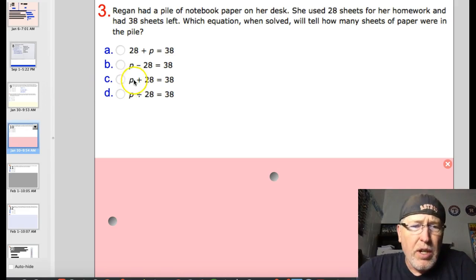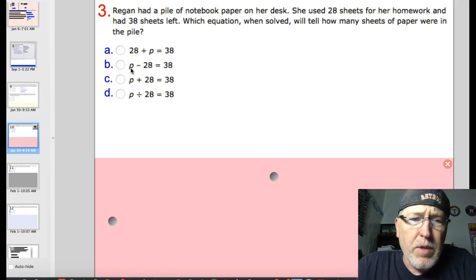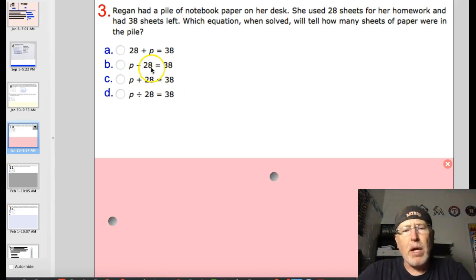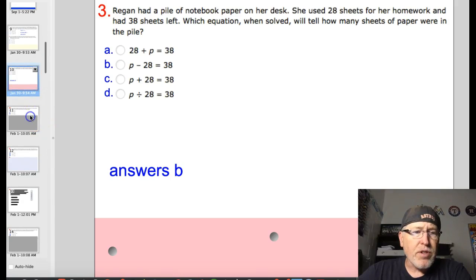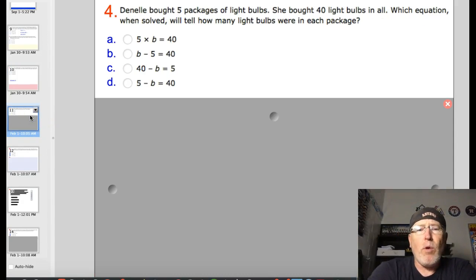So here's the subtraction equation. Let's see if it makes sense. She had some pieces of paper. She used 28, and there are 38 left over. Boy, that makes sense. Bam. B. P minus 28 equals 38. All right. I accept the answers in there. All right, number 4.